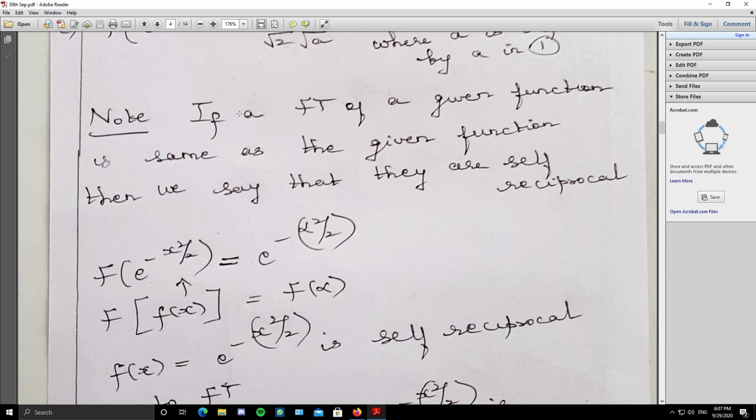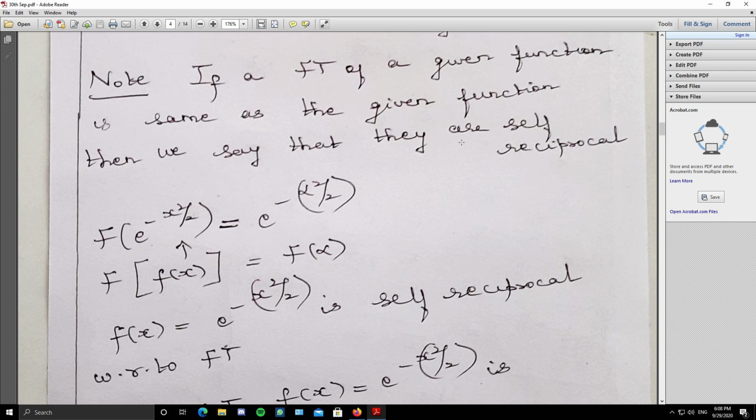Now we have a definition, self-reciprocal. See, if the Fourier transform of a given function is same as the given function, we say that they are self-reciprocal. Say for example 1. If you take 1, what is the reciprocal of 1? 1 itself. So we say that 1 is self-reciprocal.